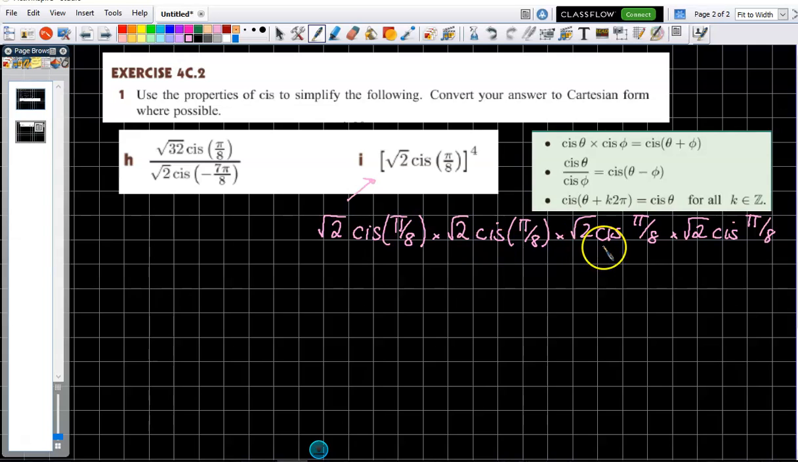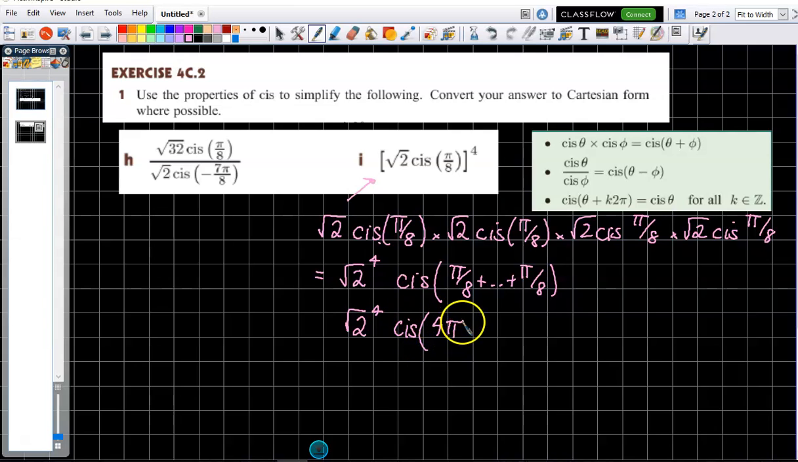Root 2 times root 2 times root 2 times root 2. We end up root 2 to the power of 4. And cis times cis times cis times cis, this becomes cis pi on 8 plus pi on 8 four times, which is in effect cis 4 lots of pi on 8, yes? And this is a really great intro into what we're actually doing with De Moivre's theorem, which is a theorem that they came up with, a pattern which summarizes this.